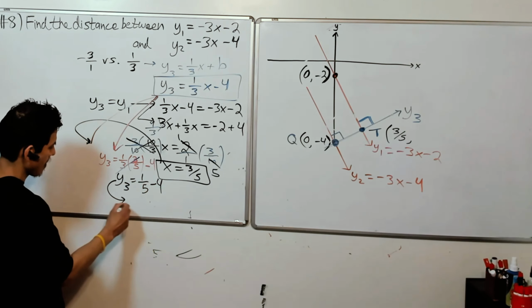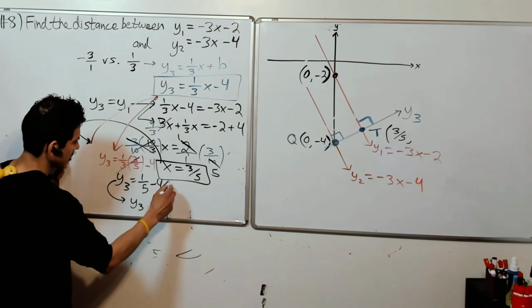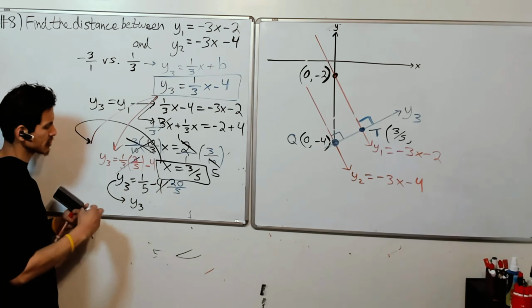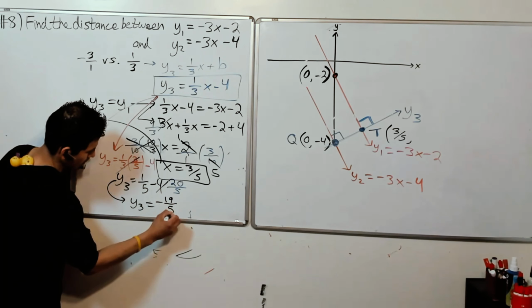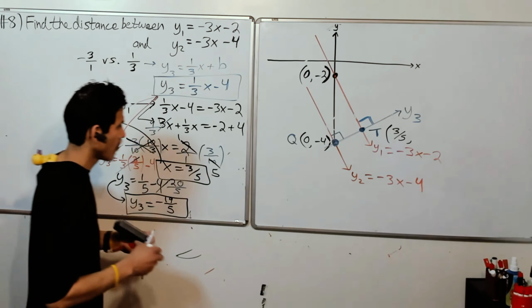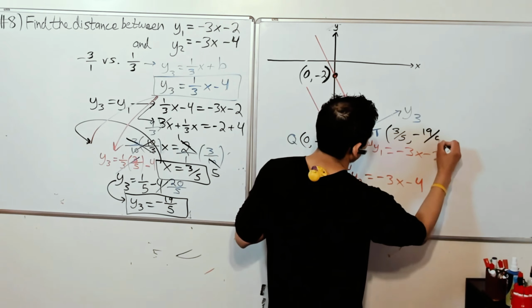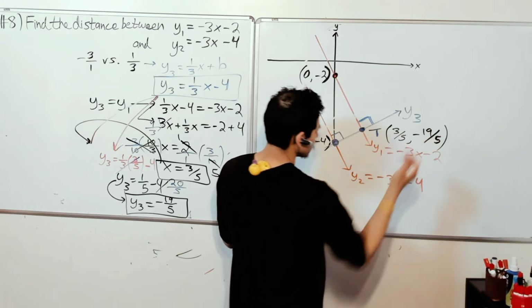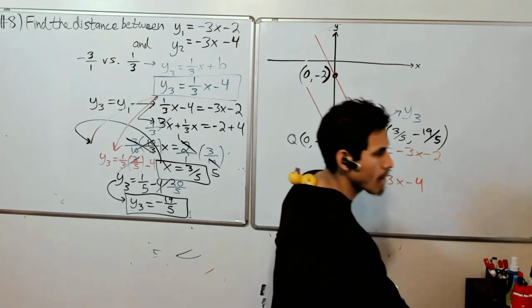Cool. So we'll call it y3. 1/5 minus 4. 4 as a fraction is just 20/5. So it's 1/5 minus 20/5. So y3 is -19/5. And so this is going to be at the coordinates 3/5 comma -19/5. All right, so now what?